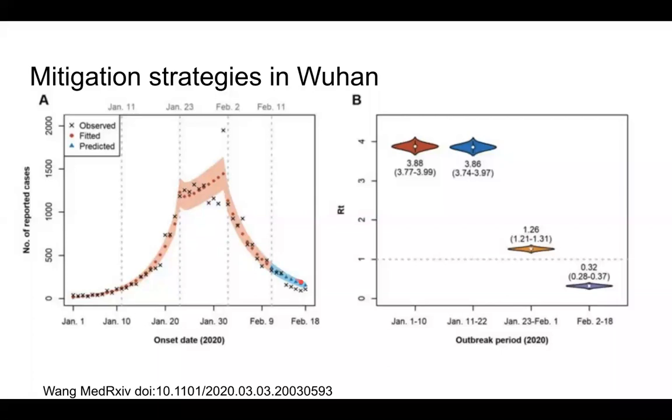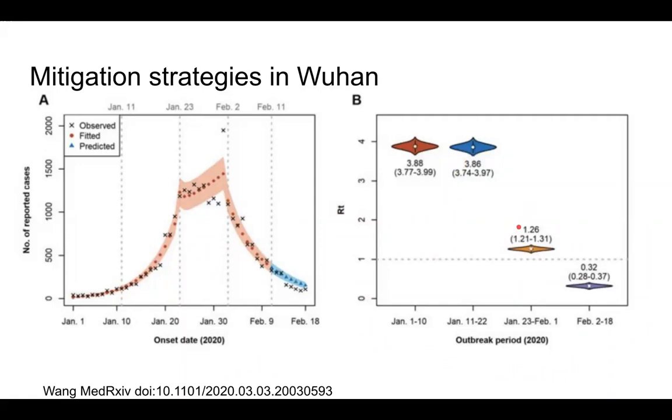The right figure shows the calculated effective transmission coefficient during each time period, meaning the number of further cases that each infected person was likely to infect. And so you can see that during the first two time periods, when there were no restrictions in place, this effective transmission coefficient was close to 4. And with mandatory social distancing, this fell to 1.26.